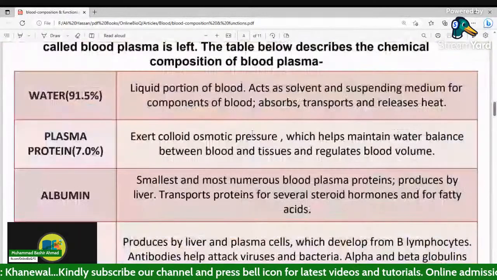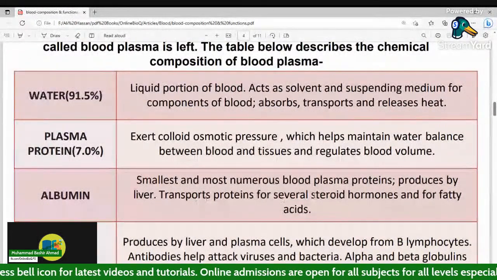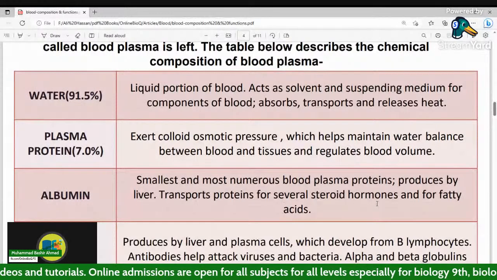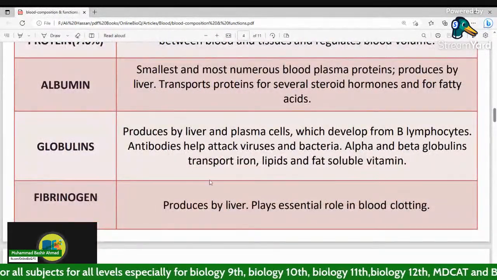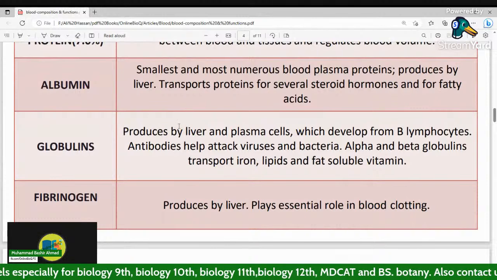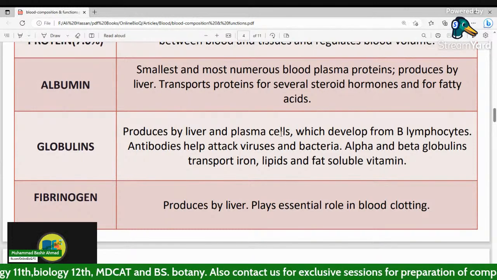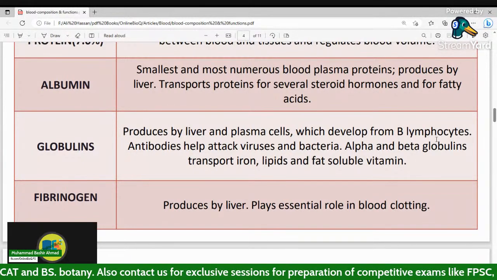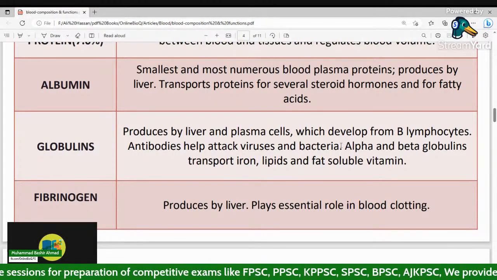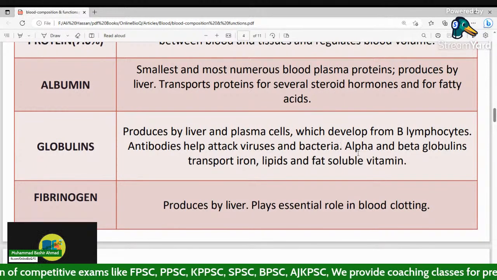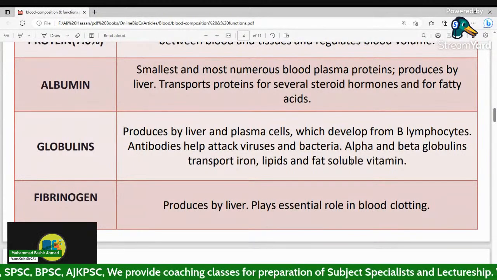Produced by the liver, these transport proteins for several steroid hormones and for fatty acids. Then the next group is globulins, produced by the liver and plasma cells, which develop from B lymphocytes. Antibodies help attack viruses and bacteria. Alpha and beta globulins transport iron, lipids, and fat soluble vitamins.